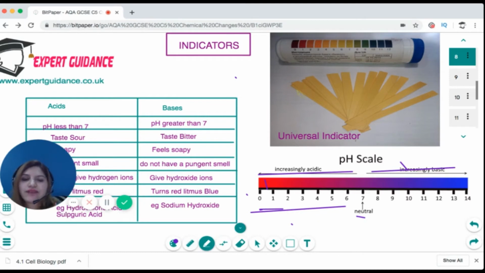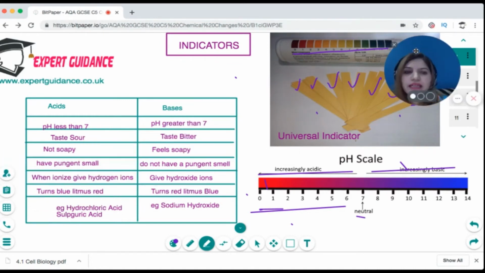Second, you can have these universal indicator strips. When you dissolve it in acids and bases, they give you a range of colors and you can see it with the pH charts. If you see a color in the range of reddish orange, they are highly acidic. Greenish yellow, weak acid, green, neutral or weak base, and dark purple or blue, highly basic.